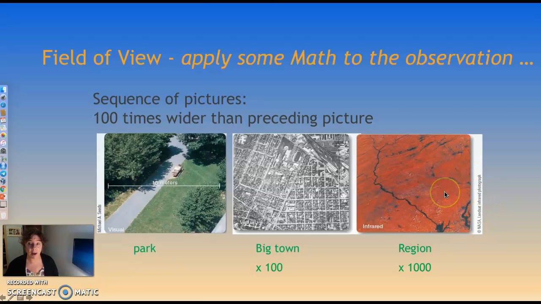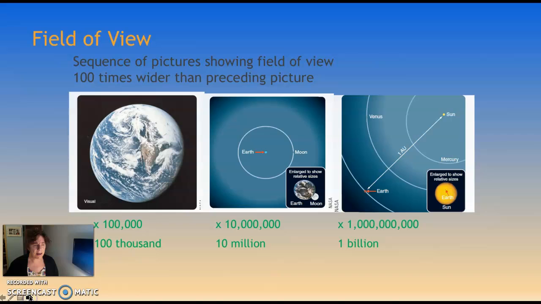This one is of southeastern Pennsylvania. And then we went out another 100-fold and saw the Earth from a satellite. Another 100-fold, and we can see the Earth and the Moon and some space around it.